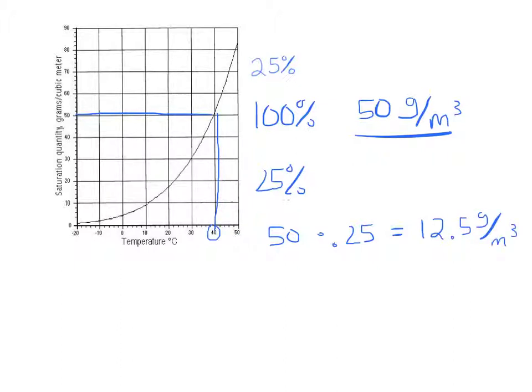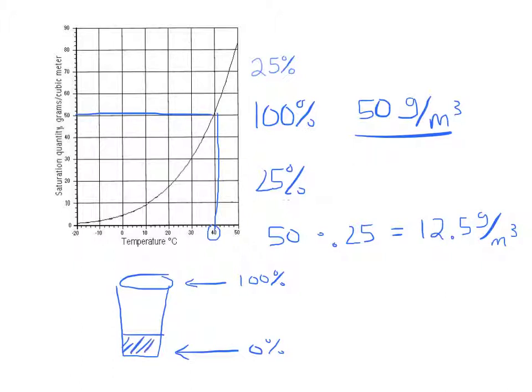So this means that if we think about it like a glass, our atmosphere glass here would be 100%, and empty would be 0%. Our glass is only 25% full. And that means that the atmosphere could hold a lot more moisture. And so that means that on that day, the chances of it raining is going to be relatively low.